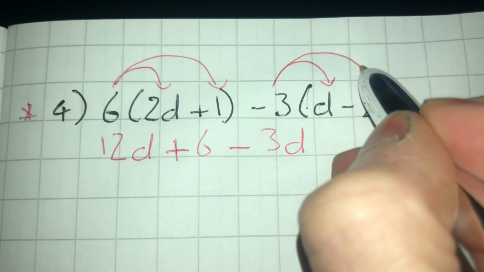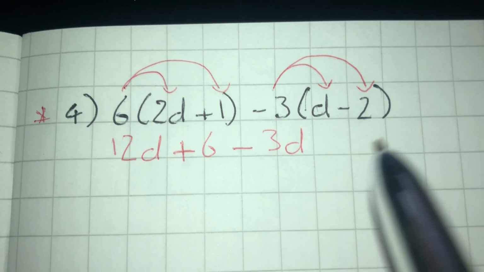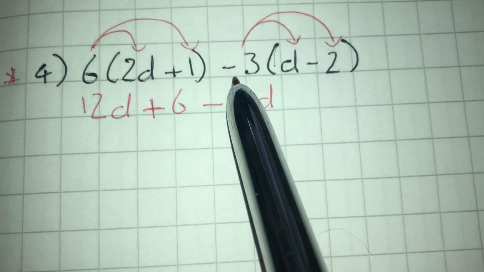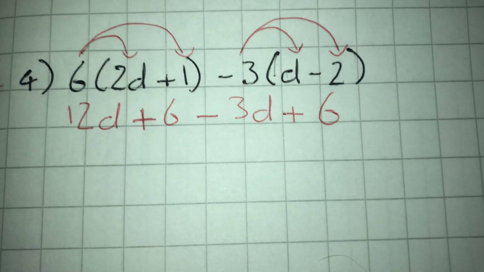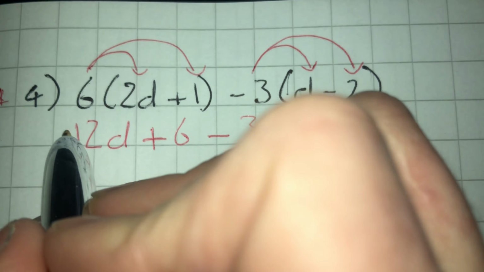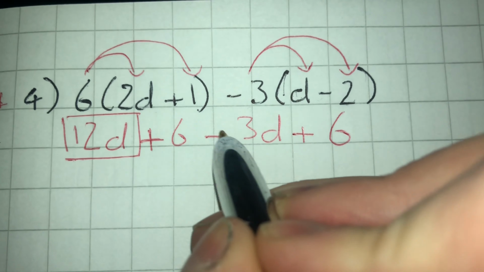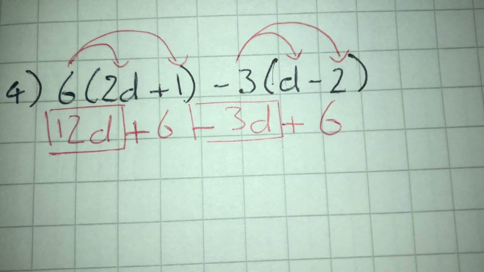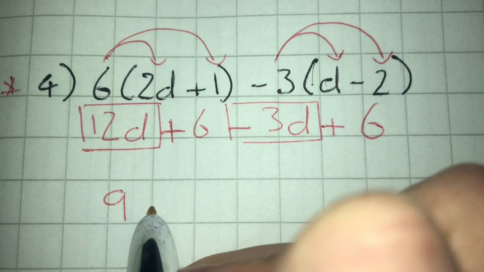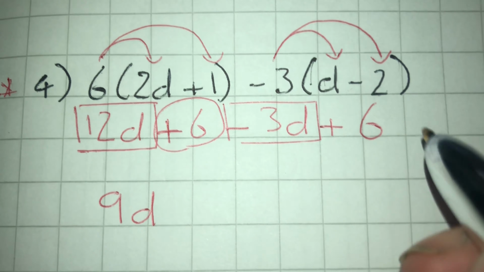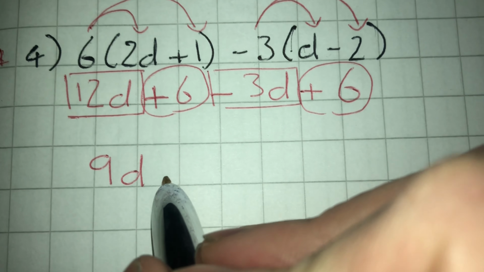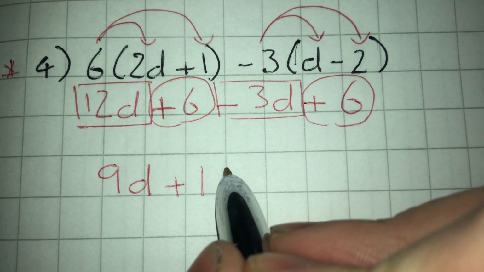Remember, we're multiplying the terms. Now multiply the minus 3 by the minus 2. And again, that's just something to keep an eye out for, because this is where a lot of people trip up. They forget minus 3 times minus 2. Minus times a minus gives us a positive. So we get a positive 6. Okay? Now we collect the like terms. So the d terms, I'm using rectangles. 12d take away 3d is 9d. Okay? And for the number terms, I've got plus 6 plus another 6, which is positive 12.